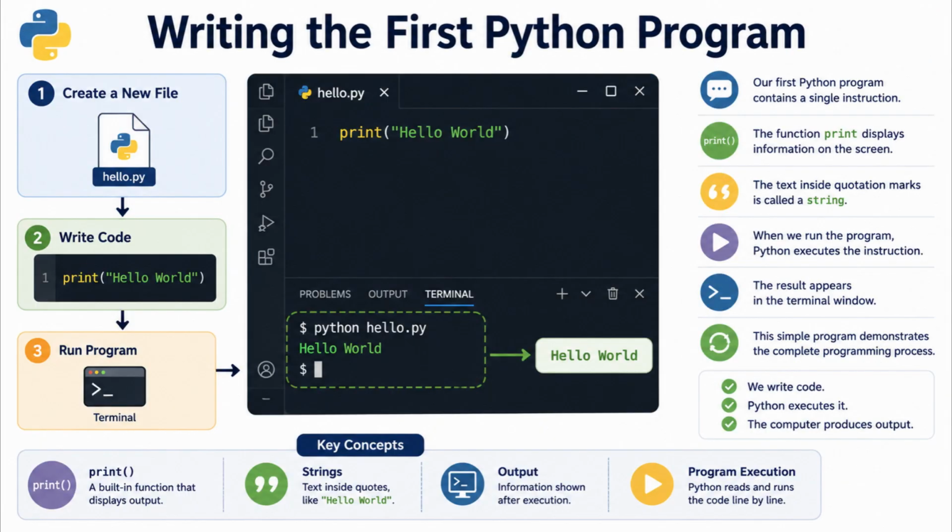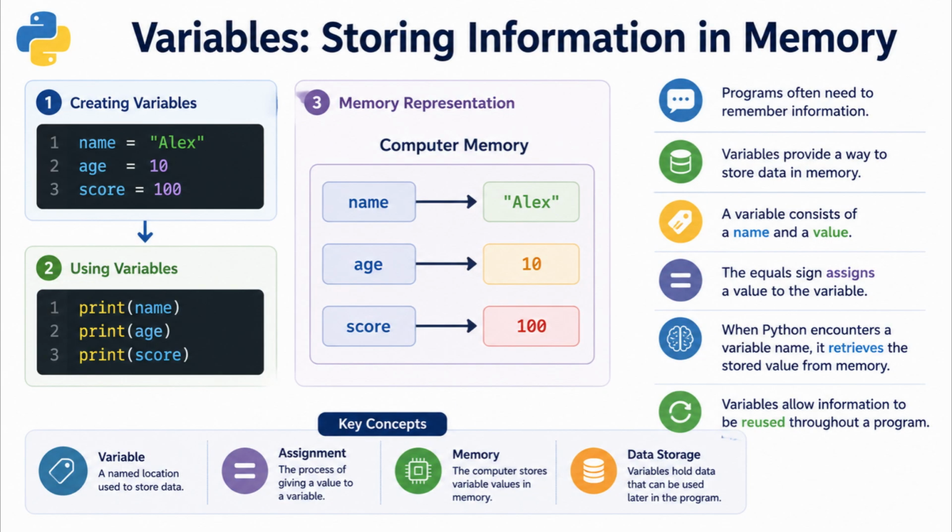Our first Python program contains a single instruction. The function print displays information on the screen. The text inside quotation marks is called a string. When we run the program, Python executes the instruction. The result appears in the terminal window. This simple program demonstrates the complete programming process. We write code. Python executes it. The computer produces output.